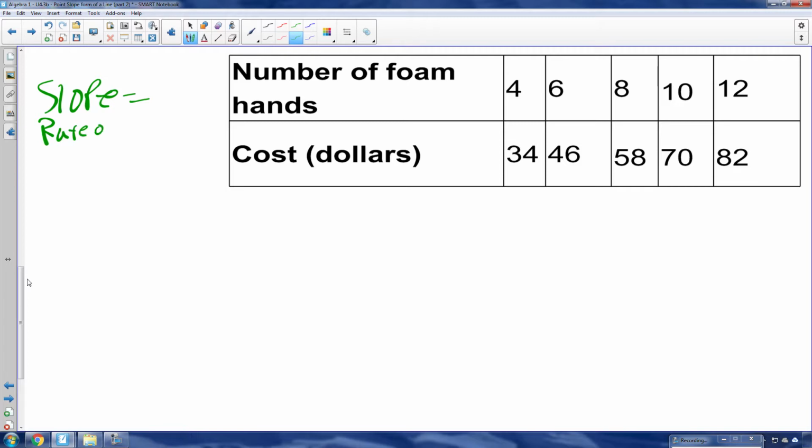Rate O change, okay? That's a little O with an accent, like Lucky Charms or something like that. Rate of change, okay, got it? Or pot of gold, okay?